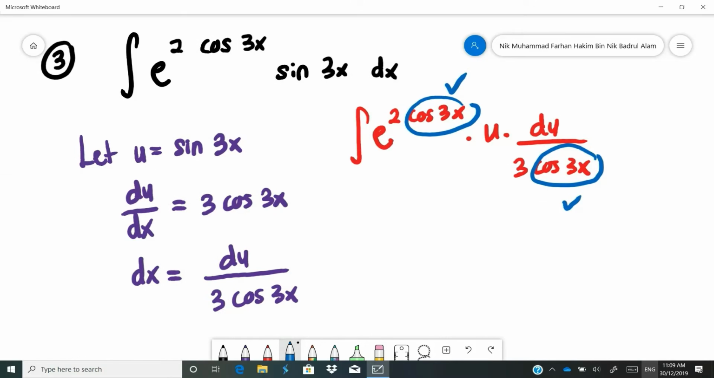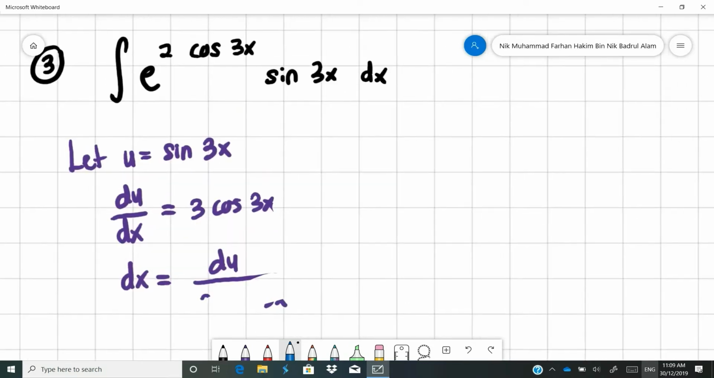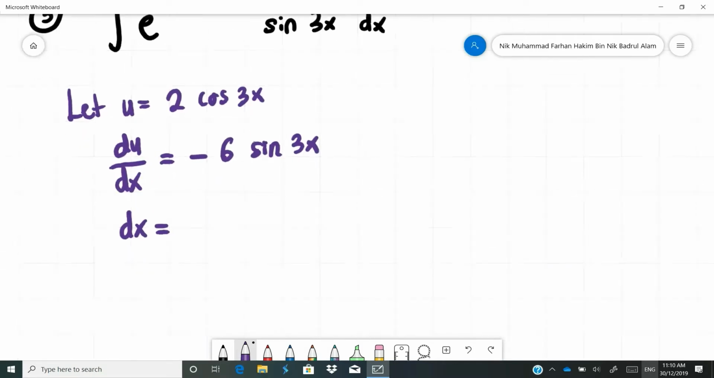So what you have to do is that, in this case, your choice was wrong of choosing u. So actually, when you choose u, it shouldn't be this. In this case, it shouldn't be sine 3x, but in fact, it is actually cos 3x. Or maybe you can choose 2 cos 3x. All right. So let's try 2 cos 3x. Why? Because when we differentiate this, you got negative 6 sine 3x.